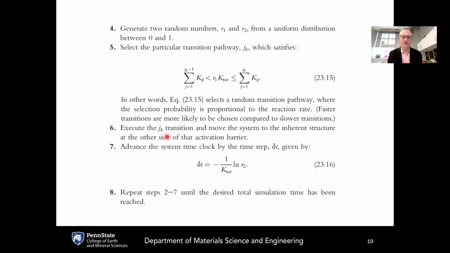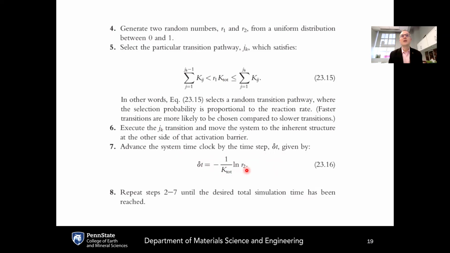Then we actually execute that transition. So we move the system over the barrier and into the minimum on the other side of the barrier. Then what we do is advance the system clock forward by a time step, and that time step is given by -1 over K total times the natural log of R2. So there's a randomization built into the time step here, based on looking at an average of all of these rates. Then this gets repeated until you've achieved the total simulation time.